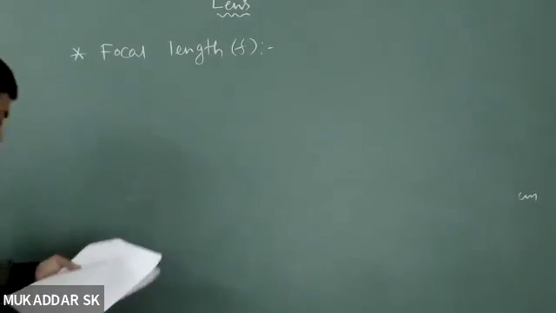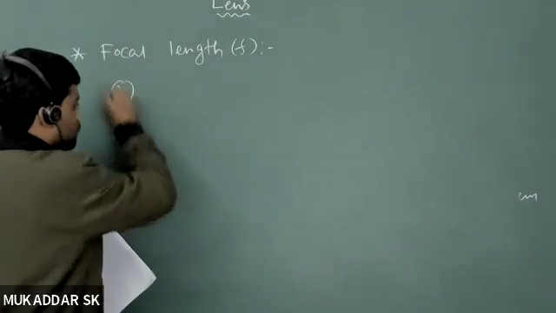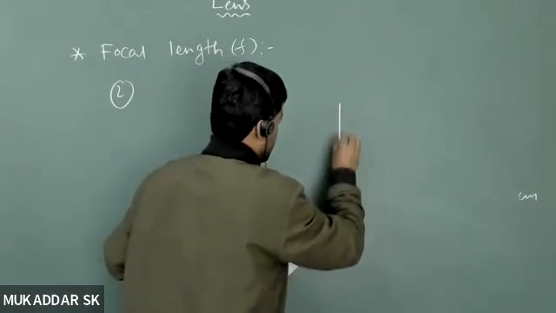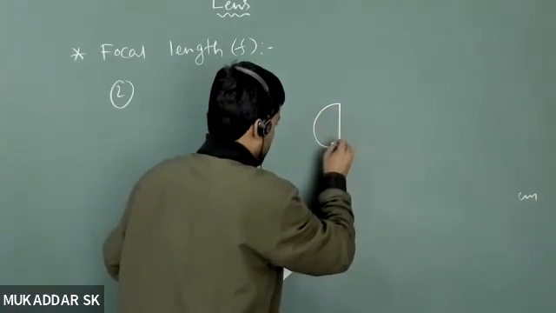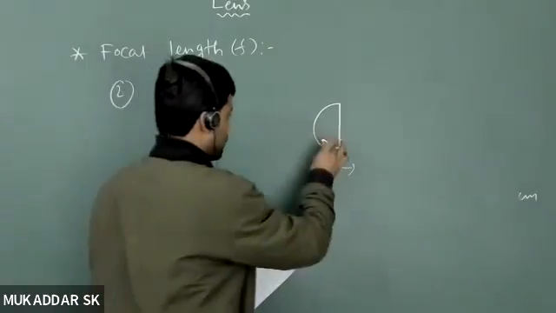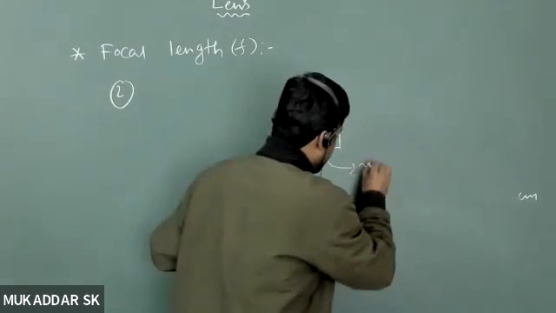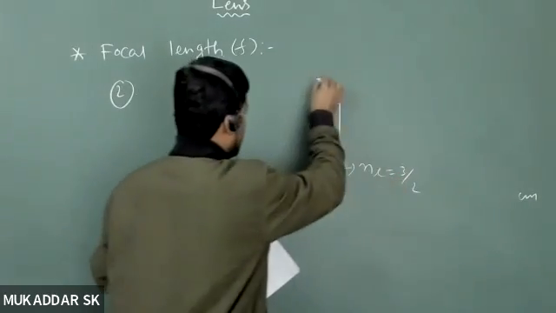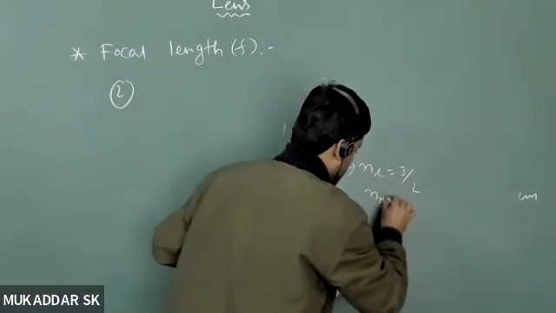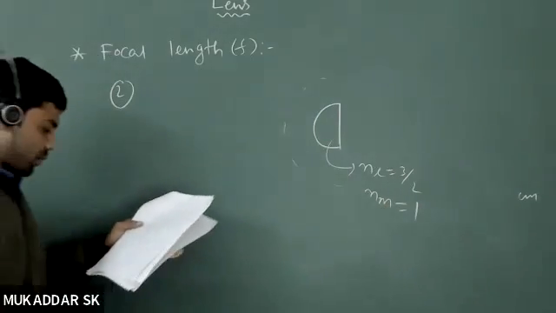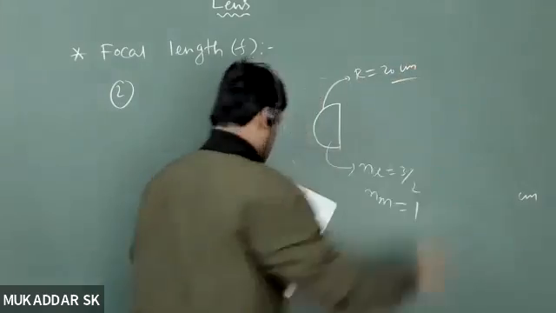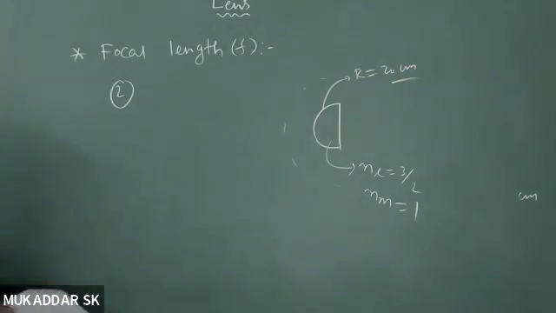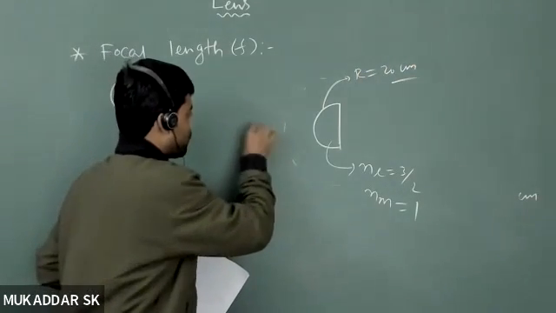Now suppose you have another situation, problem number 2. This time you have a plano convex lens. This type of lens you have. The refractive index of the lens is given NL, that is 3/2, and the medium has refractive index NM, that is again 1. And the radius of curvature of this surface is given R equals 20 centimeter. Now you have to calculate the focal length of this lens. Suppose you have a point object O here.